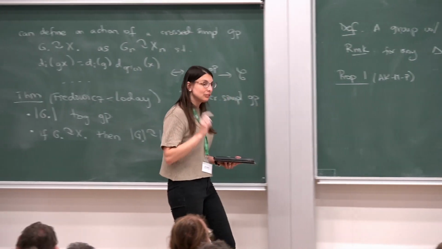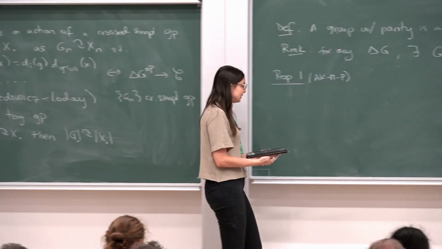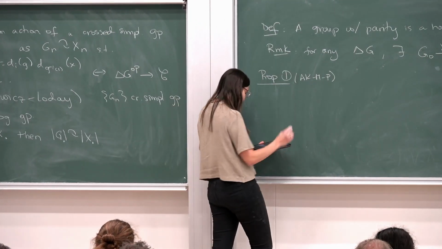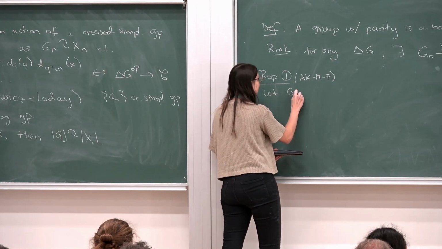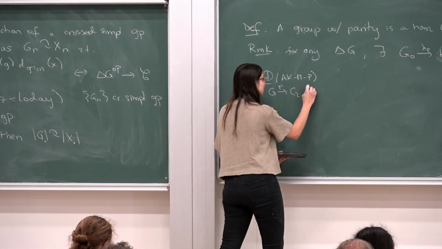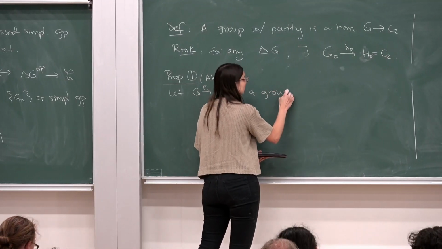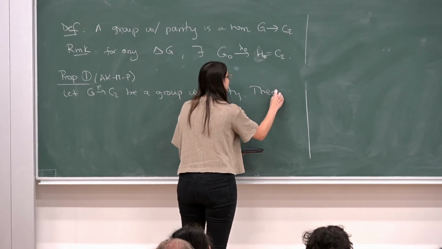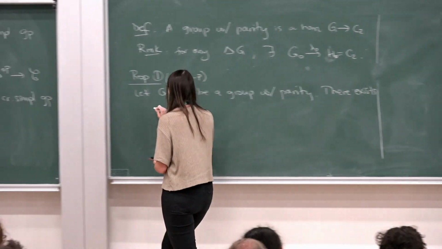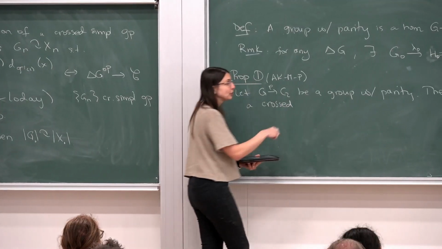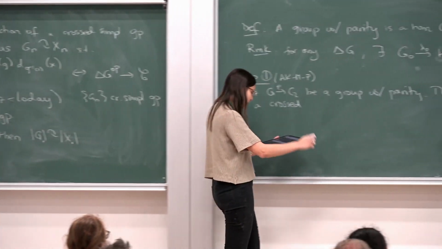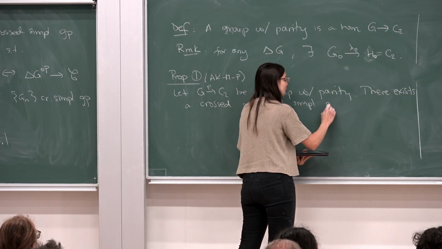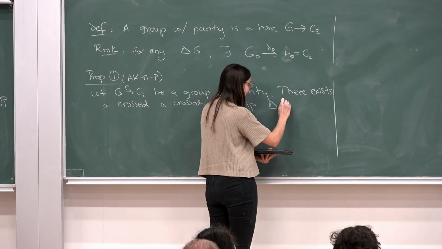In the course of the talks, there are going to be three technical propositions, and then we will assemble them into the construction that we want. The first of them is the following. If we have G, a group with parity, there exists a cross-simplicial group. This will be a generalization of the hyperoctahedral cross-simplicial group.